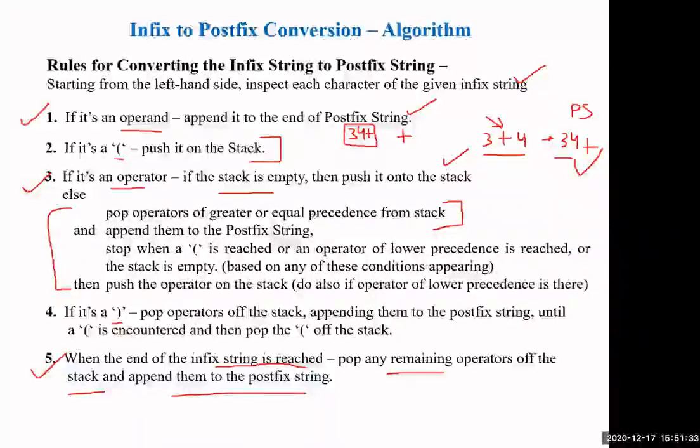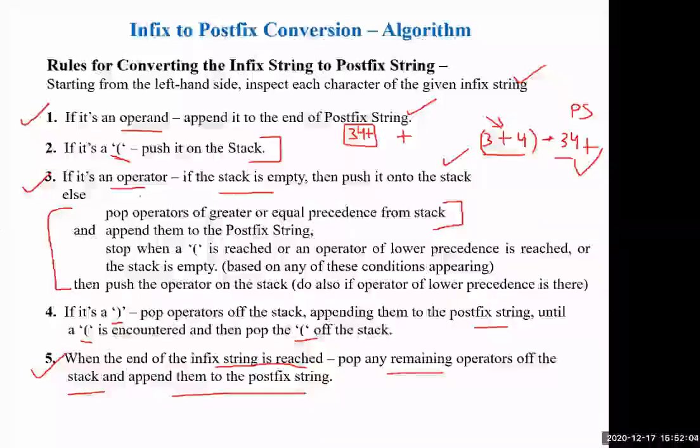So suppose there is some expression in which the brackets come in, so we have to follow the rules like this. If there is an opening bracket like this, then we have to push this onto the stack. And similarly, if there is an ending bracket, then we have to pop the operators off the stack and append them to the end of the postfix string until we encounter this opening one. And when the opening one is encountered, this is also popped off from the stack. So this is the basic algorithm.